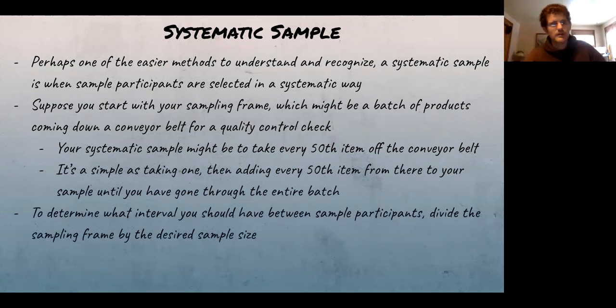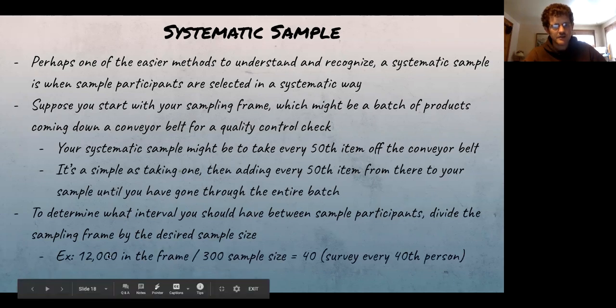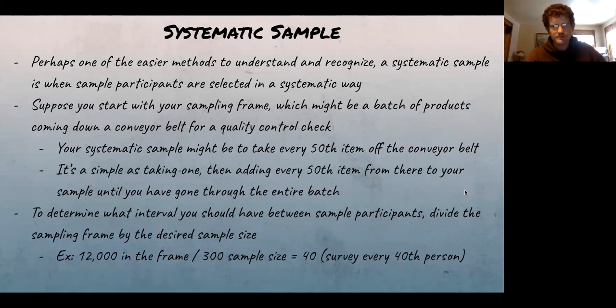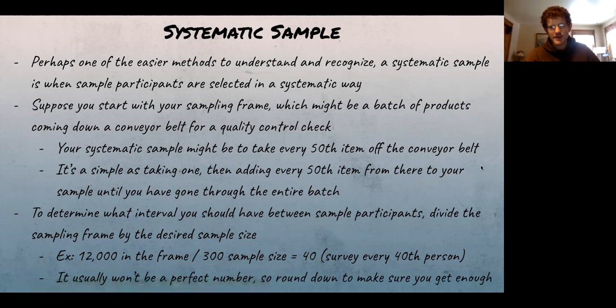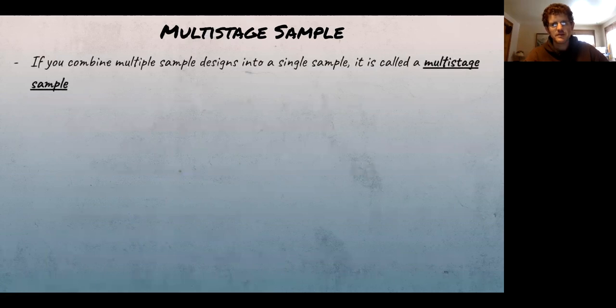So let's see what we got here. If you wanted to have 300 in your sample size and there were 12,000 in the frame, you just divide that and you would get how many people you need to skip. So every 40th person would be the person that you sample. Pretty straightforward. So if you don't get a perfect number, which normally doesn't come out this nice, just round down to make sure you get enough. If you round down, you're going to end up with probably more than you need, and that's better. All right, systematic, not too much to that.